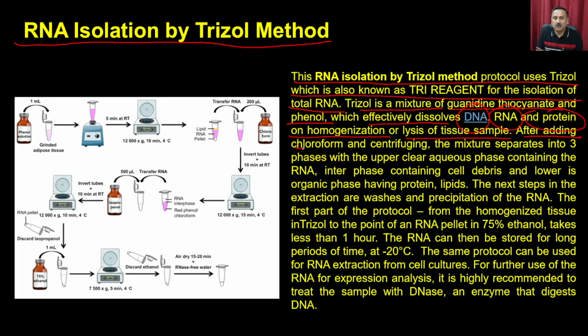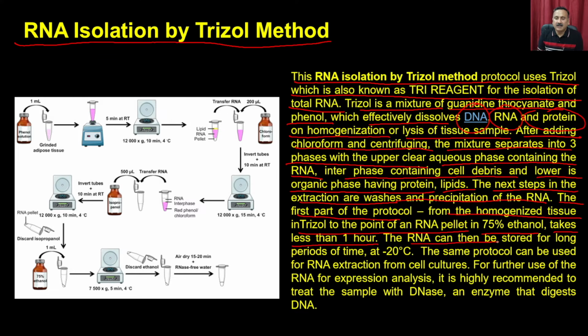After adding chloroform and centrifugation, the mixture separates into three phases, with the upper clear aqueous phase containing the RNA, the interface containing the cell debris, and the lower organic phase having the protein and the lipids. The next steps in the extraction are the washes and the precipitation of the RNA. The first part of the protocol, from the homogenized tissue in trizol to the point of an RNA pellet in 75% ethanol, takes less than an hour.